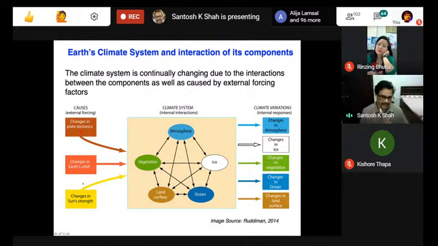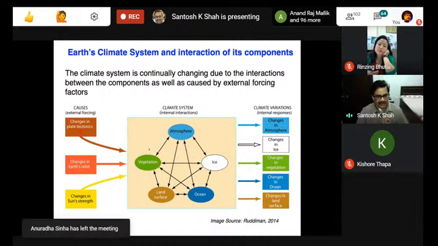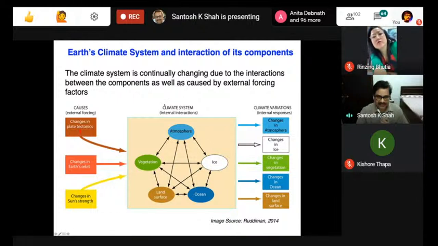And the most important thing is the sun's strength. The sun is the most important criterion for climate change, because most of the things are controlled by the sun. And when all these forces act on all five components of the Earth, the changes occur.